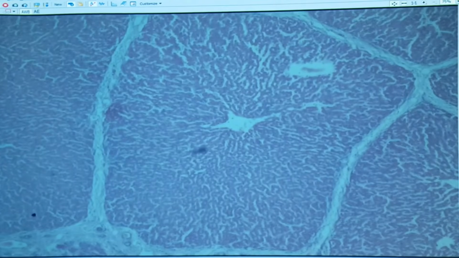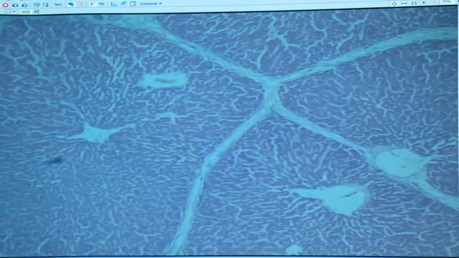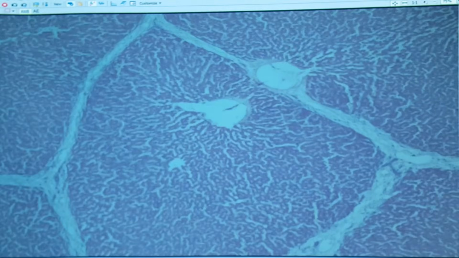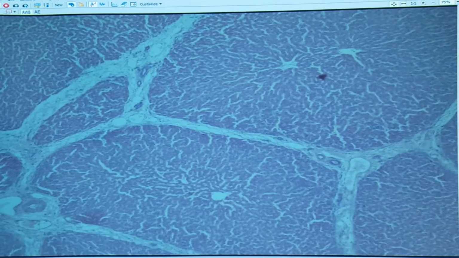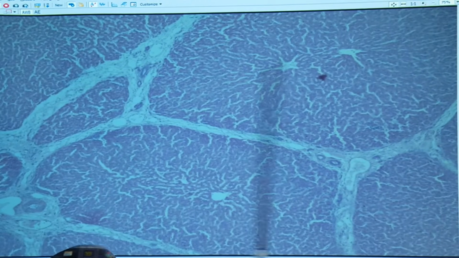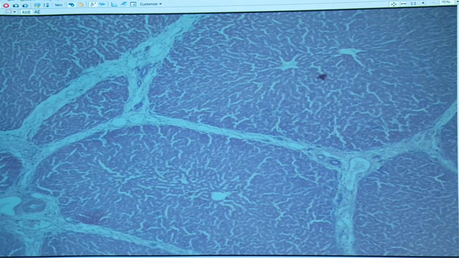Here's another one right there. It got cut off. Sorry about that. There's the first one we looked at. Here's another one. Here are a couple right here. So look at this, central vein, common for the liver.